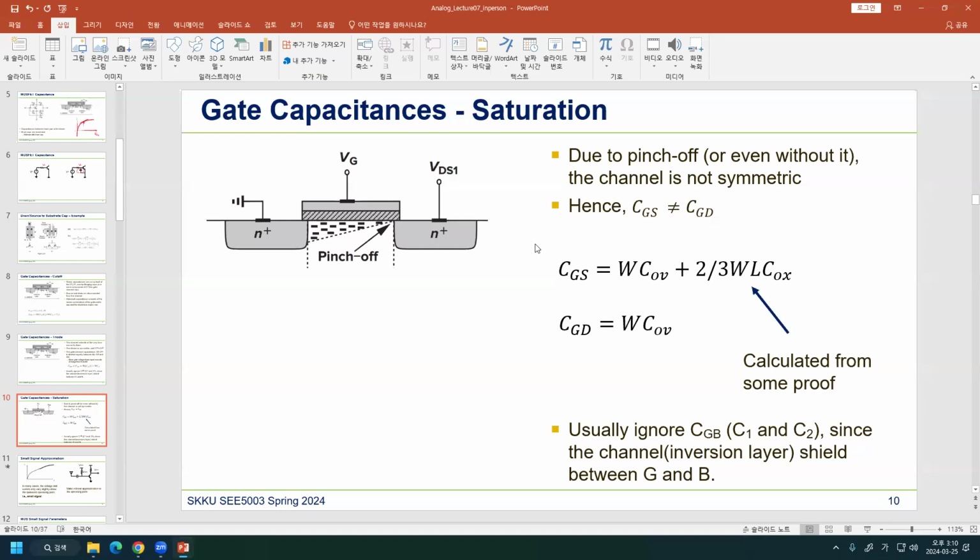So this is CGS, and here, this is CGD. They're different because the channel is not symmetric. You see that CGS is larger, because there is more channel here. That's the key point: CGD is smaller than CGS in the saturation region. In actual design, we mostly just simulate, but this is good to know.